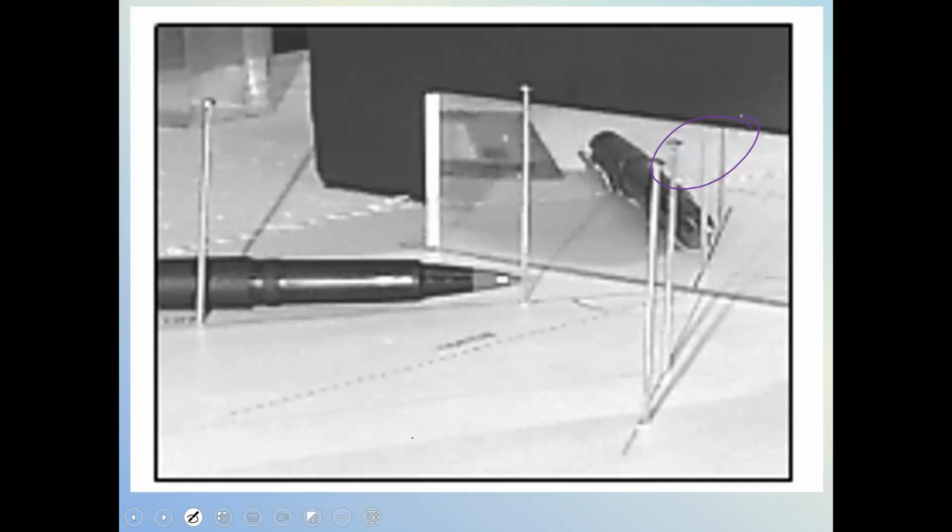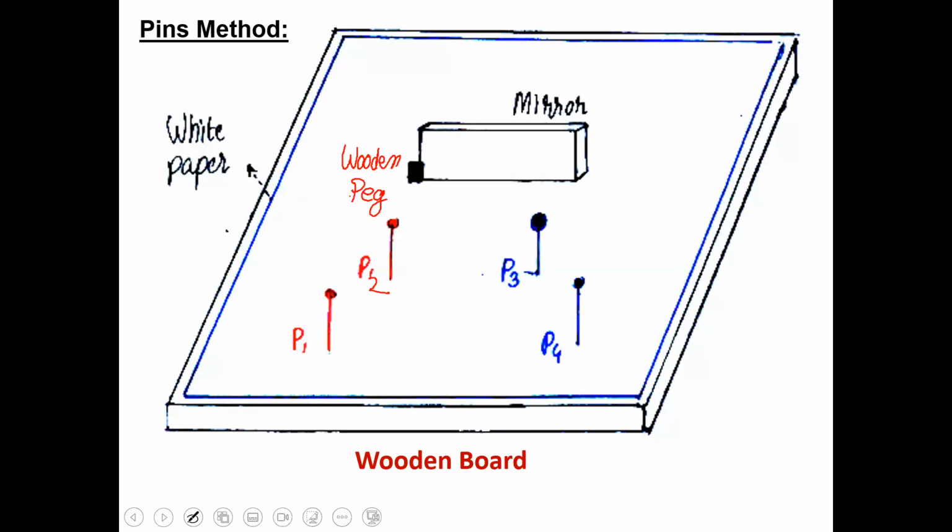Place the mirror vertically. Outline the mirror by a sharp pencil.